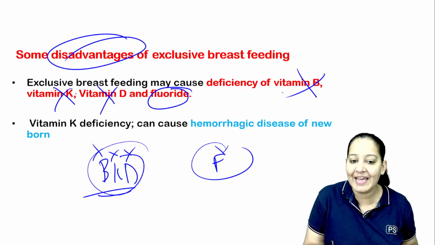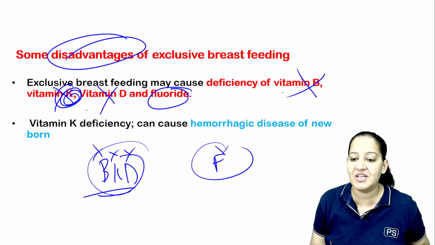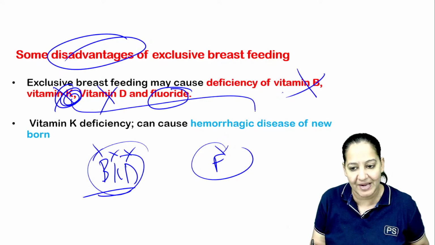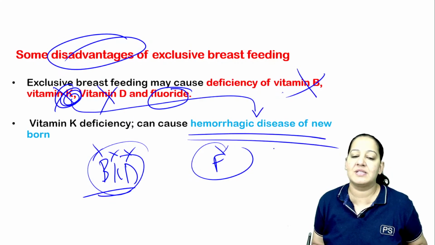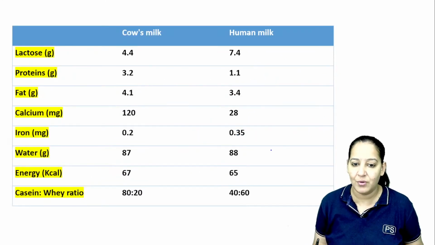Since there is no vitamin K, if the baby has vitamin K deficiency and is not getting it from the breast milk either, the baby may have hemorrhagic disease of the newborn. Because in the first 6 months the baby is exclusively breastfed. Okay, so that is the thing.